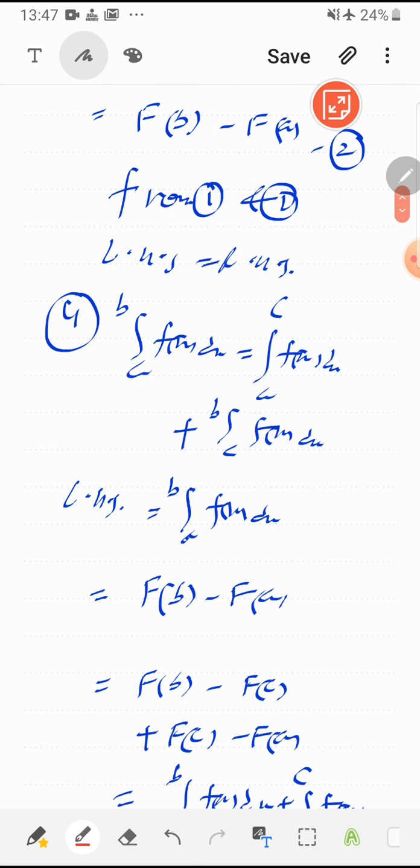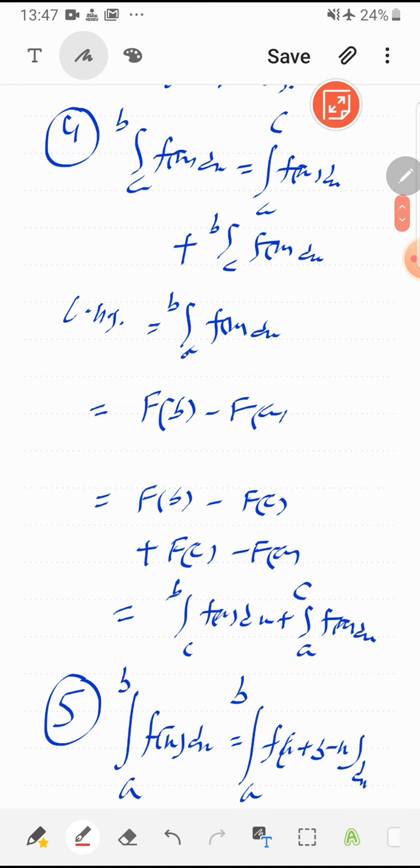Next is integral a to b f of x dx is equal to integral a to c f of x dx plus integral c to b f of x dx. That means we can split the integral into two parts. For this, start from left hand side. A to b f of x dx, by fundamental theorem of calculus, can be written as F of b minus F of a. Let us add and subtract F of c. From the first two terms we can write integral c to b f of x dx, and from the last two terms we can write a to c f of x dx by the fundamental theorem of calculus. So this is also proved.